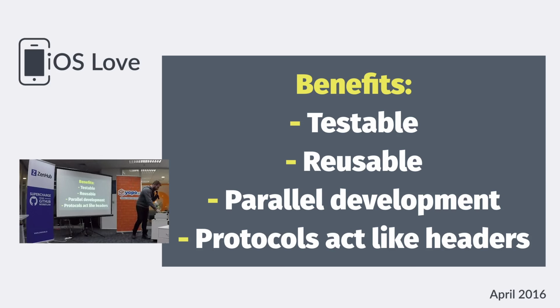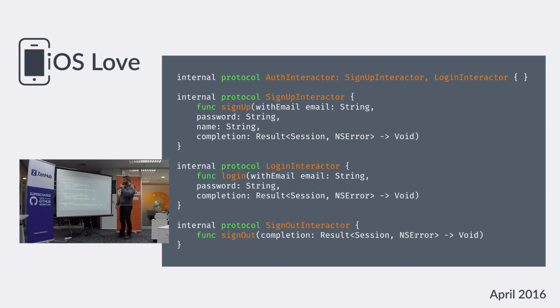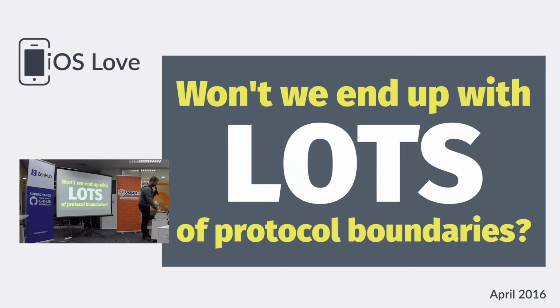Additionally, they act as headers. So if I look in a class, I want to know what it's doing. Instead of going and reading through the whole file looking for the internal or public methods, skipping over the private ones, I look at the top of the class and I can see everything that this class can do in these different scenarios. You might be asking, won't we end up with lots of protocol boundaries? Yeah. If you're doing it right, you'll have tons. They'll be small, but you'll have a lot of them. You'll have small ones and then bigger ones made up by combining smaller ones.